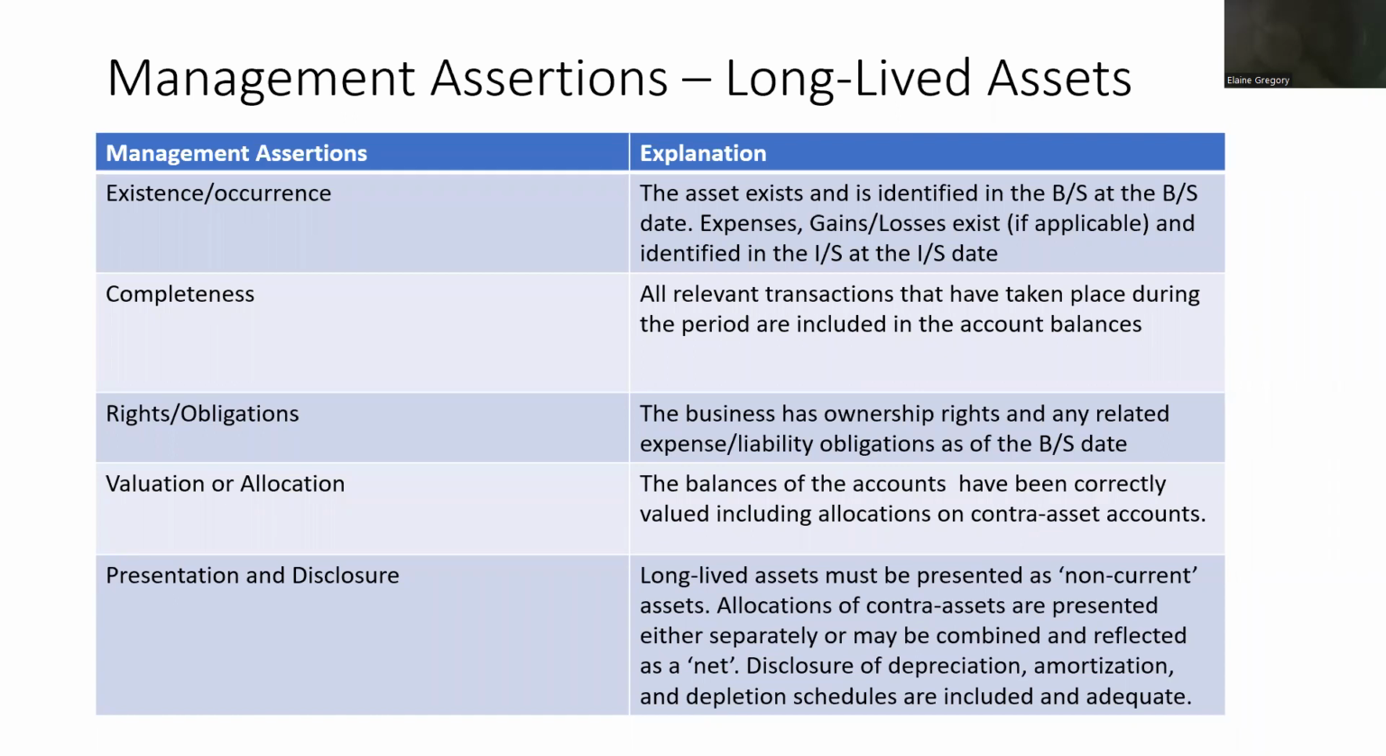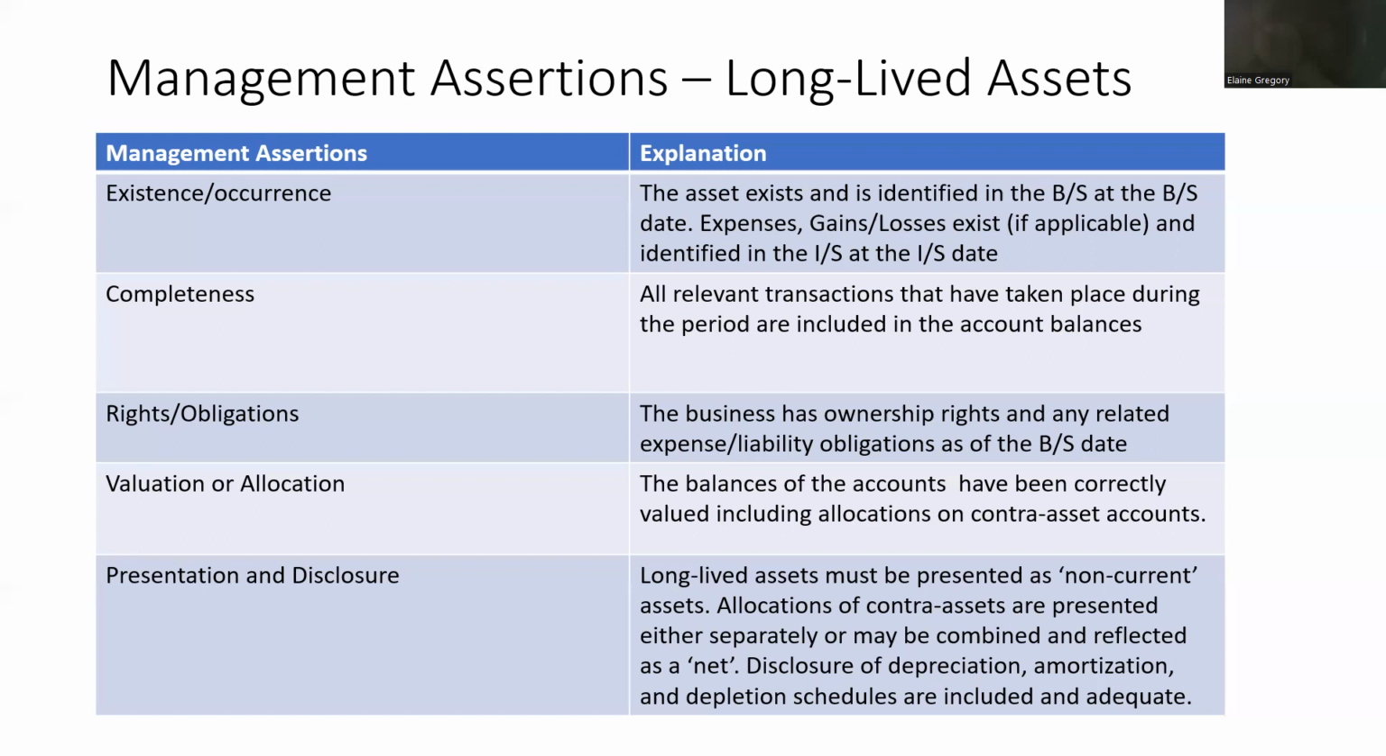When we're thinking about the 5 management assertions, we want to make sure that the asset exists, it's in the balance sheet, and the income statement is appropriate. All the transactions that have affected that asset have been recorded within the correct period. The business owns or has ownership rights. For example, in natural resources, they may have ownership rights to the timber, but they may not have rights to the land. So there may be some bifurcated rights.